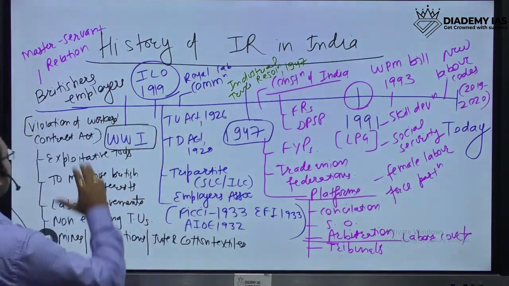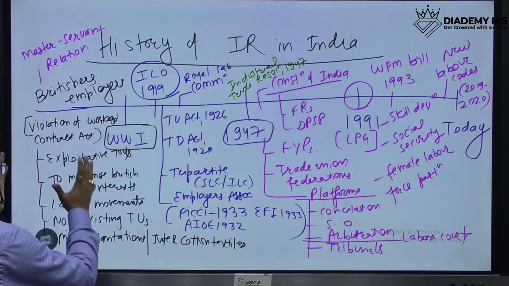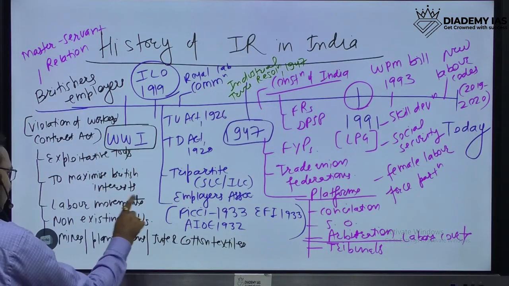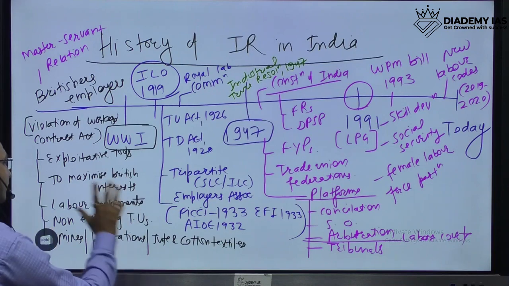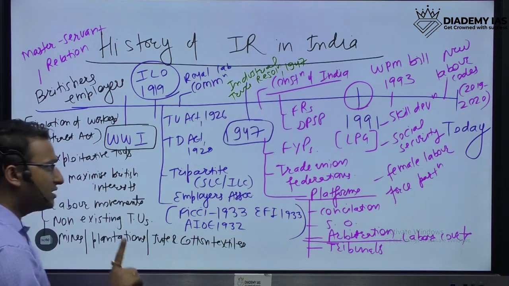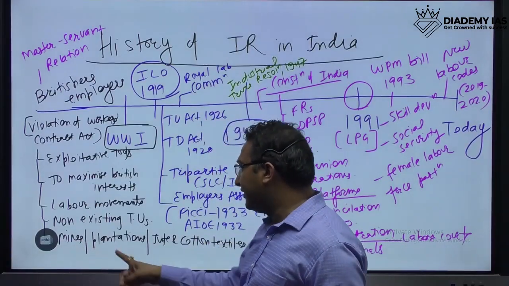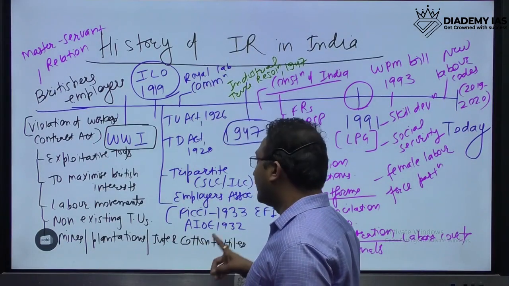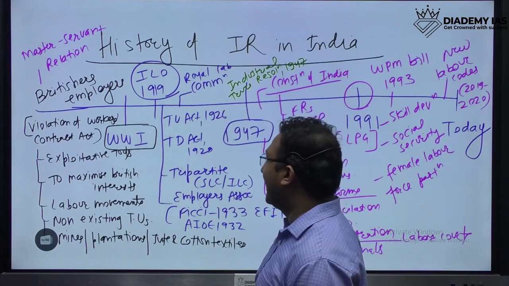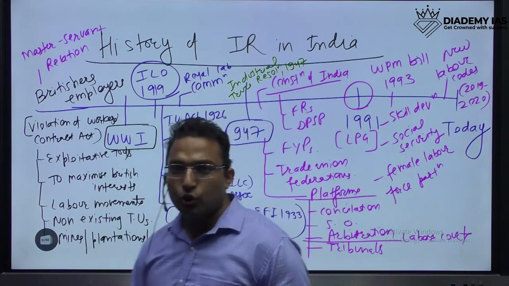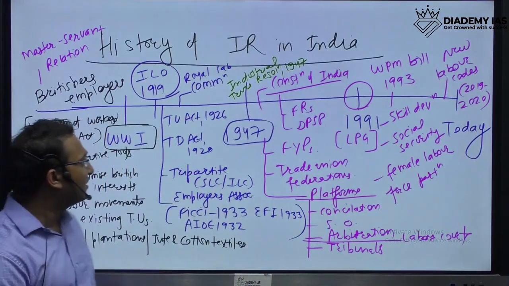So we have the history before World War One. In this time, there was a labor movement and there was no existence of trade unions. Trade unions were not existing at this time, and there were mines, plantation, and jute and cotton textiles. Mines था, plantation था, jute था और cotton textile था. These were the major industries.